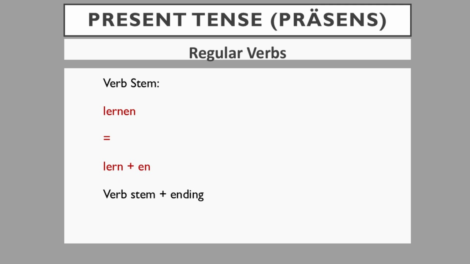Most German verbs end in -en in their basic form. For example, lernen. We remove the ending -en. This leaves us with lern. This is called the verb stem. Then we add different endings depending on the subject.